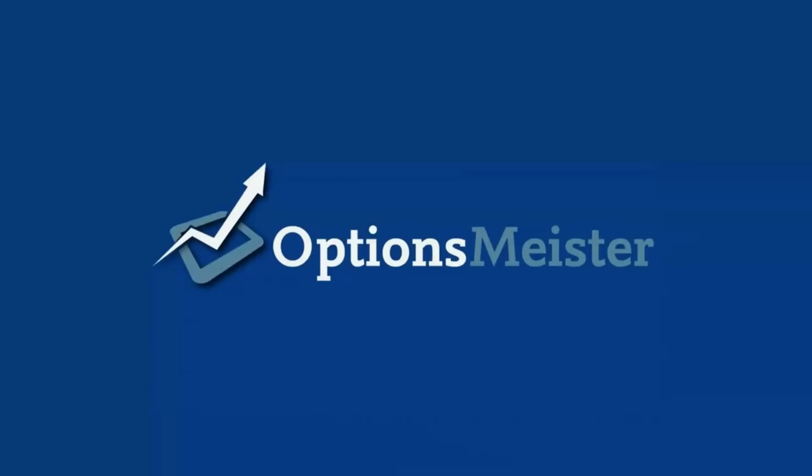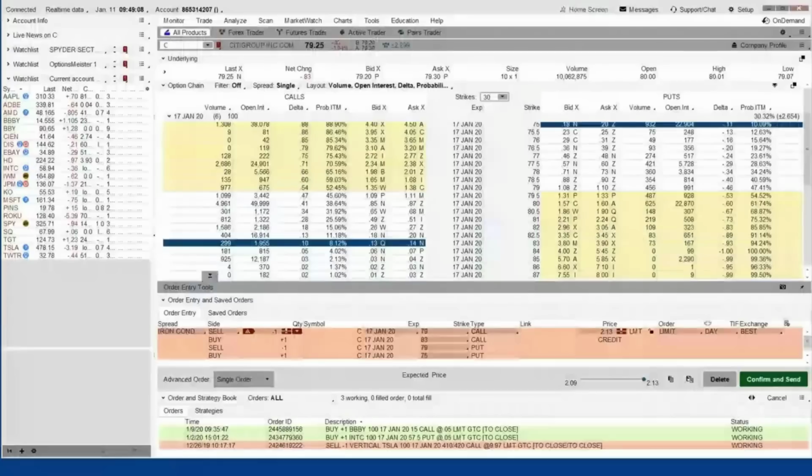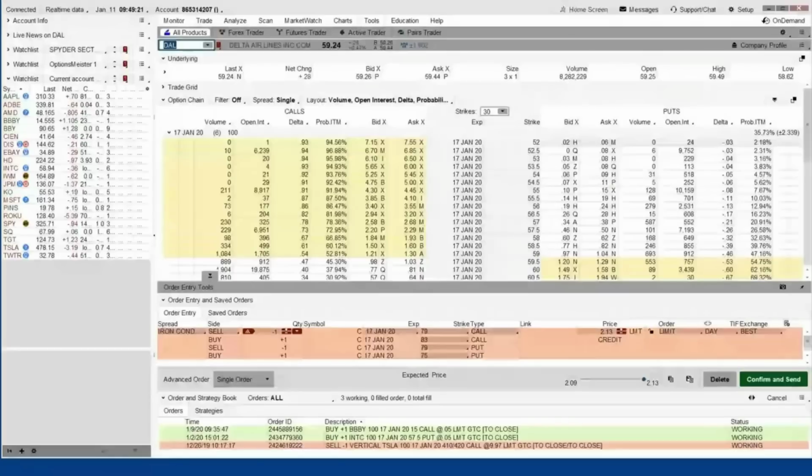Limits to place trades, your question. Yeah, well, if I want to get in an earnings trade, sure, I'm going to go in with a limit price on that.